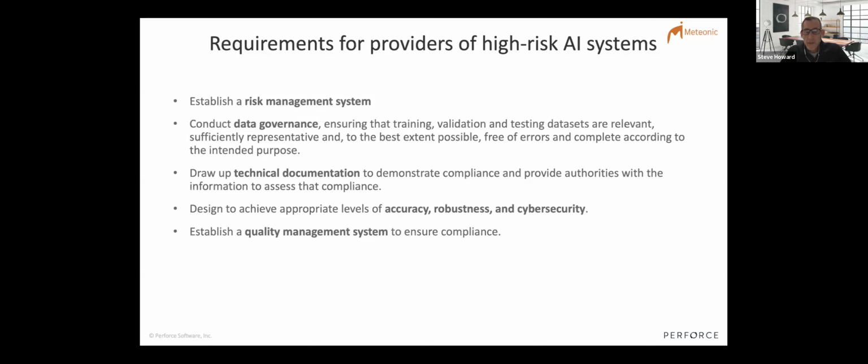We need to draw up technical documentation to make sure we know what compliance is actually required and what we're doing in order to show compliance, and provide that information to any auditing authorities. We need to design, achieve appropriate levels of accuracy, robustness, and cybersecurity in our products. So we're designing to achieve that from the actual development perspective. One of the great things there for us would be, for example, ensuring that the code is robust and secure from the ground up. And of course, we would want to establish a quality management system to ensure compliance. So this is what we're going to use to keep ourselves compliant, a QMS system.